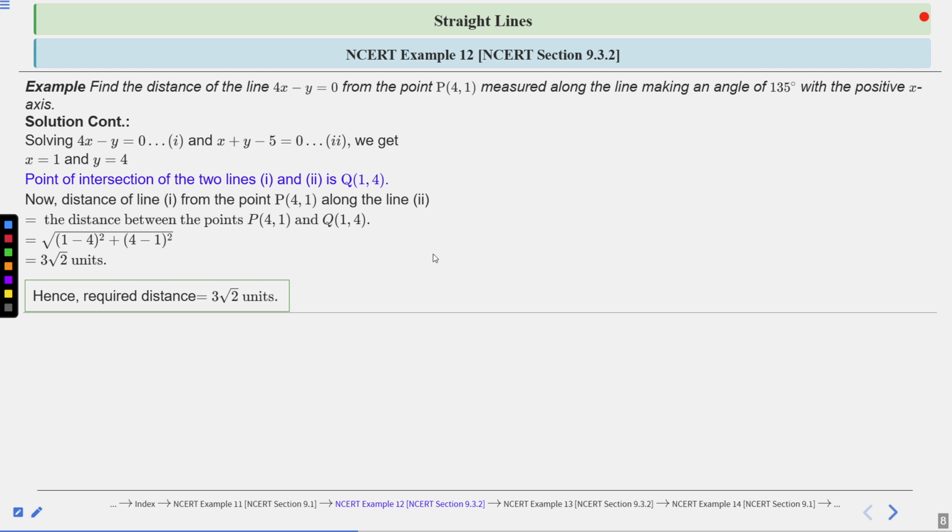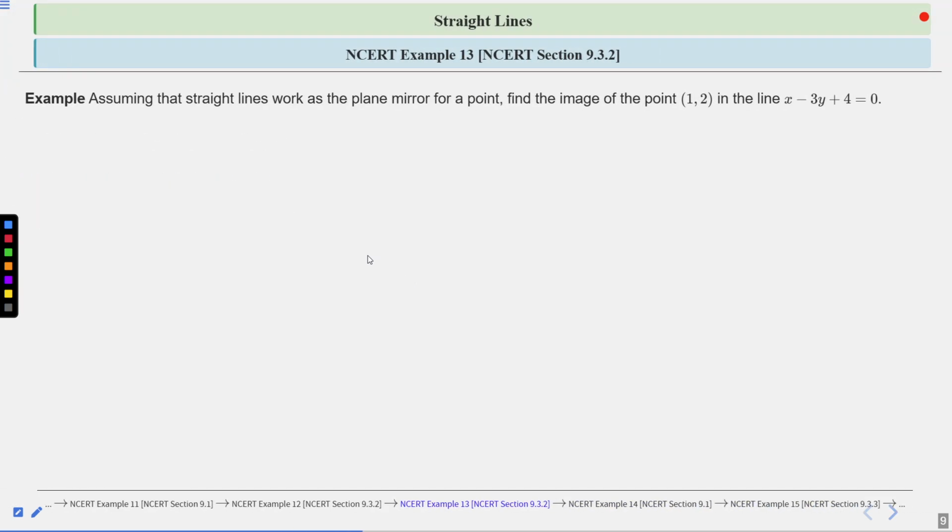So now let us move on to the next example. So see this example. In this example, what information is given? First see this, and then what we have to do. So assuming that straight lines work as the plane mirror for a point, find the image of the point (1, 2) in the line x minus 3y plus 4 equal to 0.